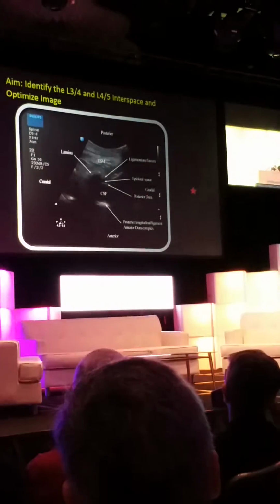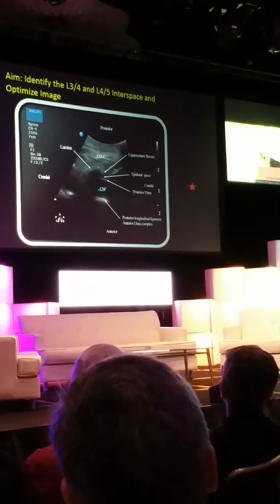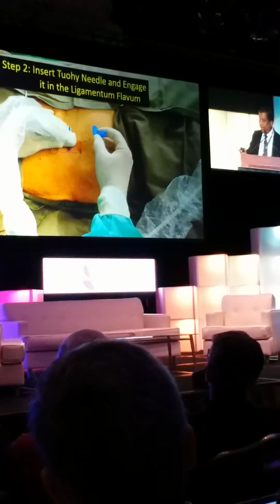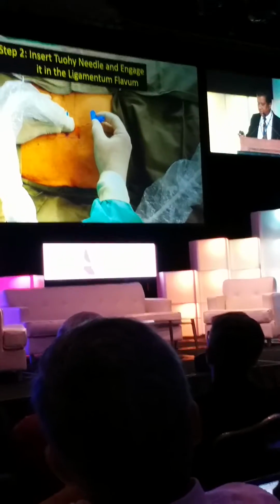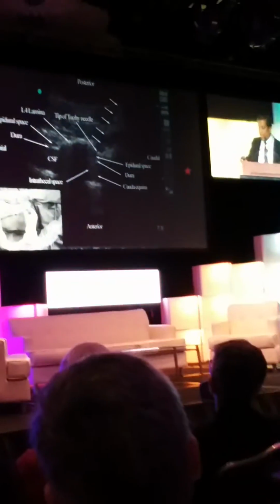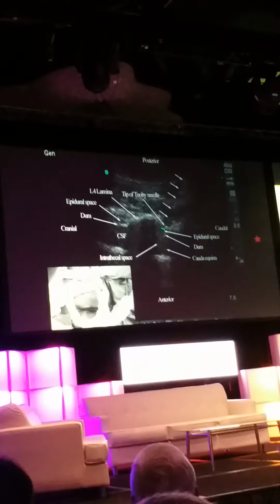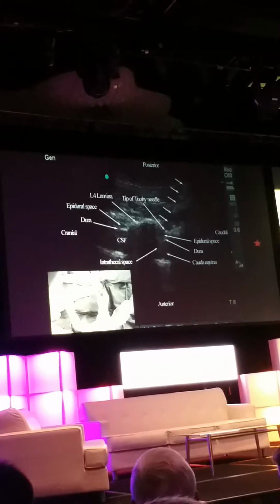Then you insert the needle into the target interlaminar space, either L3-4 or L4-5, and this can be easily identified using ultrasound. And once you insert the needle, you can track it in plane, and you can see it entering the interlaminar space and now engaging the ligamentum flavum.